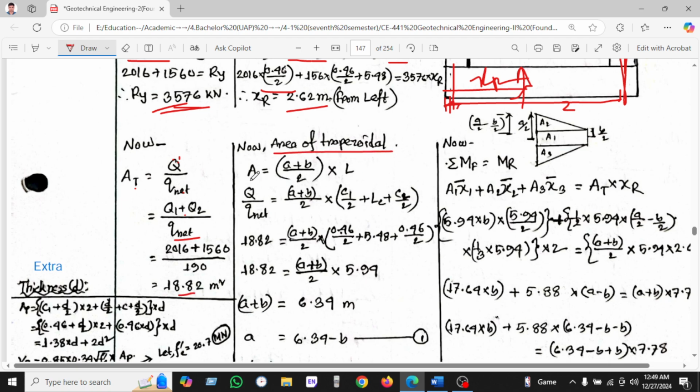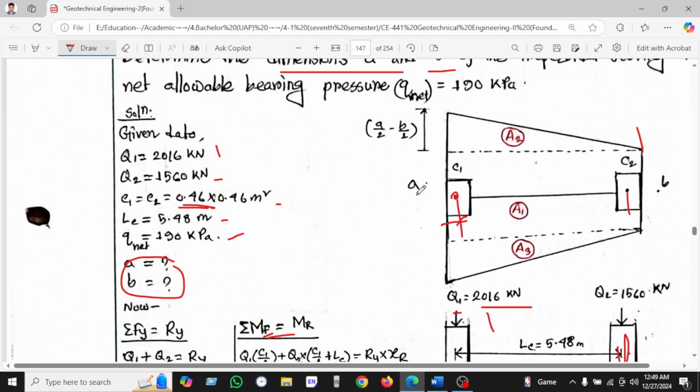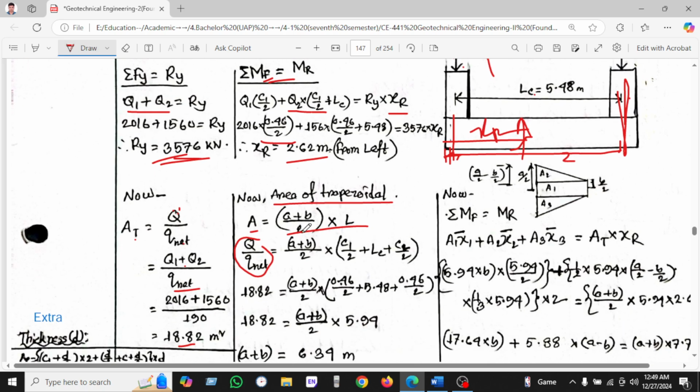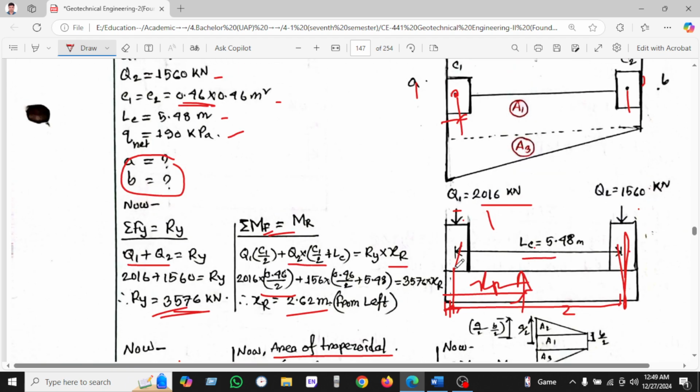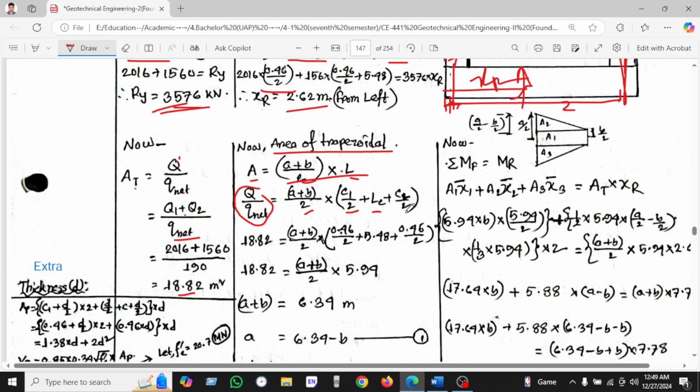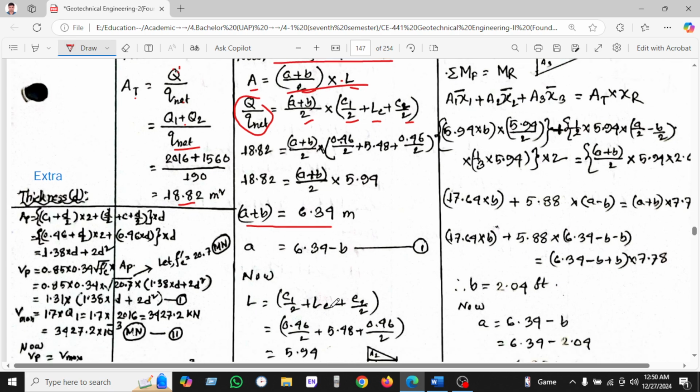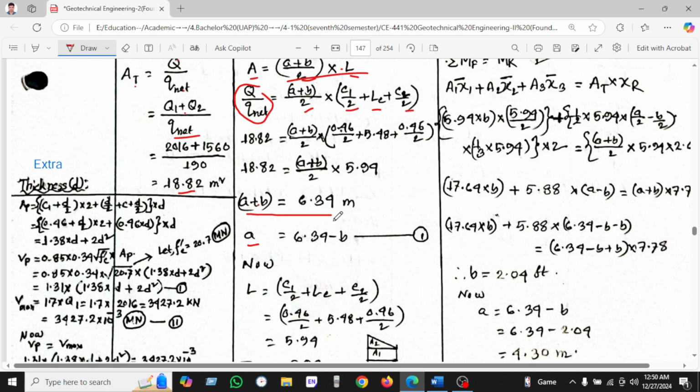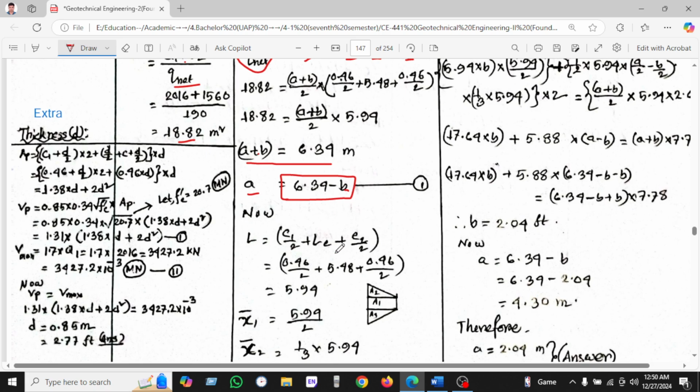Now the area of the trapezoidal footing equals half into A plus B. A means this and this. A plus B divided by 2 into L. L is nothing but LC plus C1 plus 2 plus C2 plus 2. This way we found A plus B equals 6.34, and A equals, with B on the right side, this equation: 6.34 minus B.